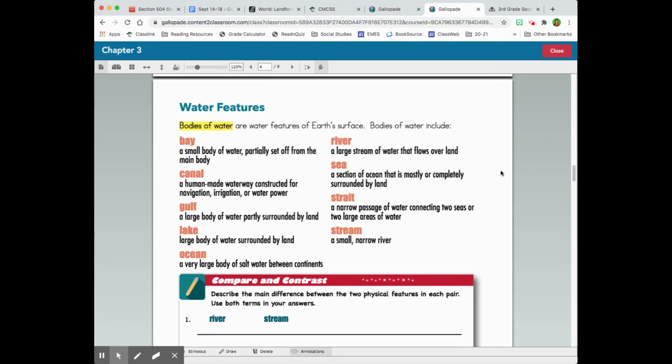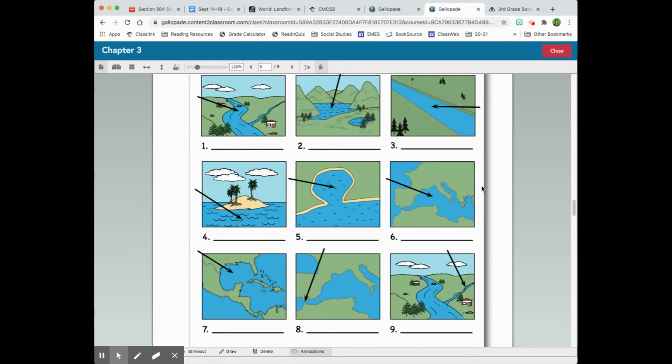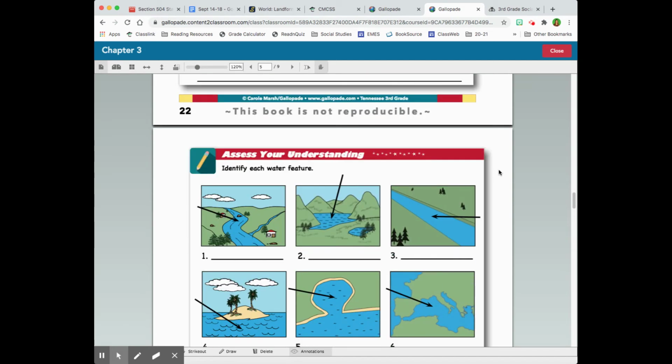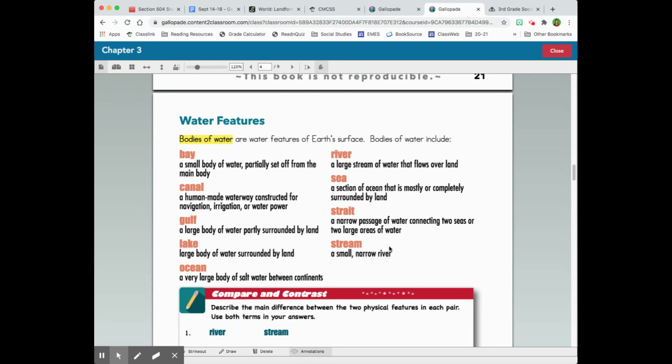I'm just modeling what you need to do if you get stuck. I don't want to try and guess if it's this one or this one. So instead, I'm going to see if I can figure out other ones, and then hopefully that will help me narrow down my choices. So let's look at what a river is.